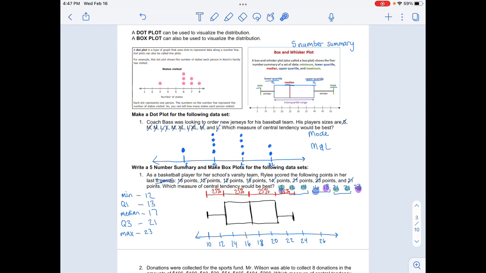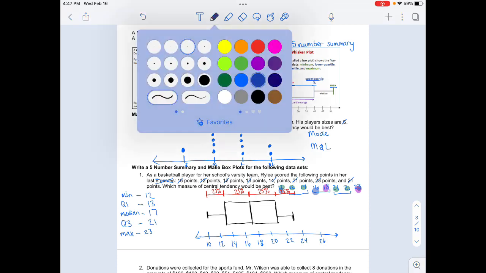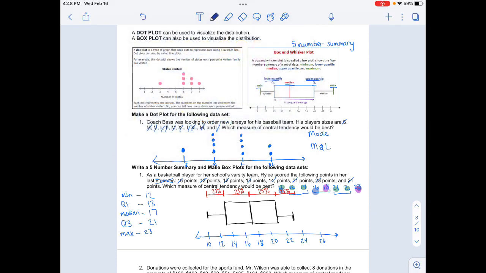So the last question here, what would be our best measure of central tendency? Well, this would be the mean, because it's all pretty well central. There's not a whisker that sticks out really far, and we can use our mean to find the measure of center.